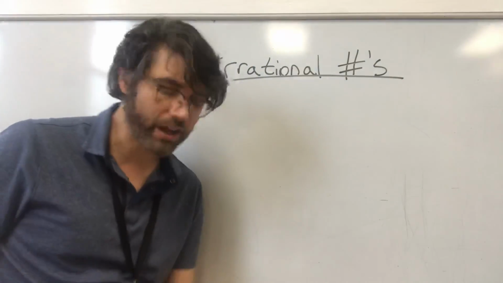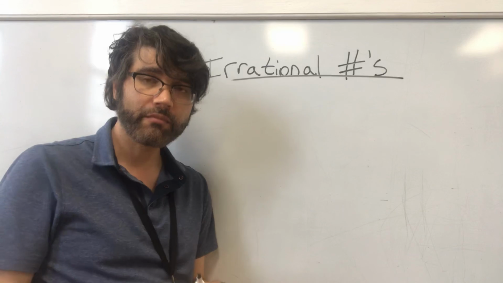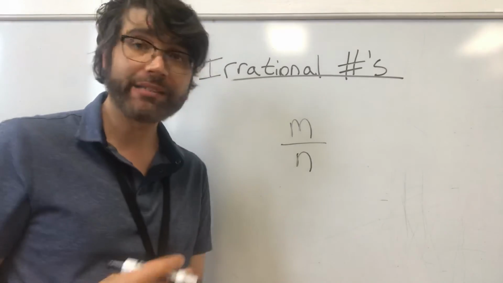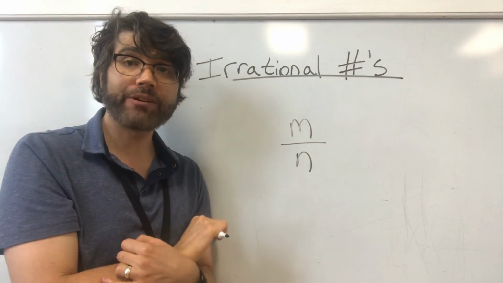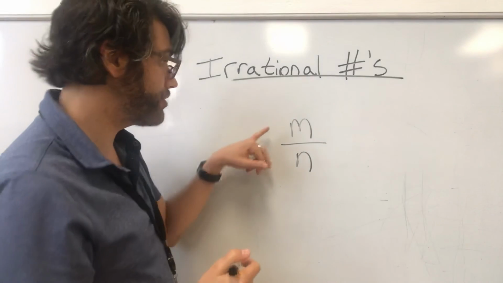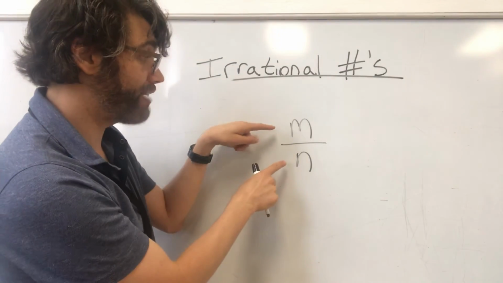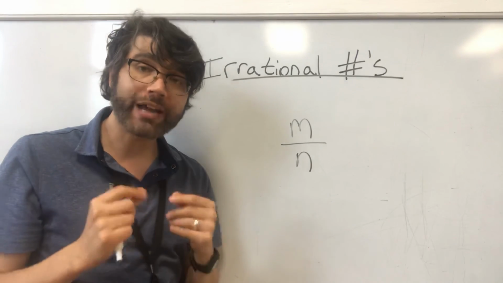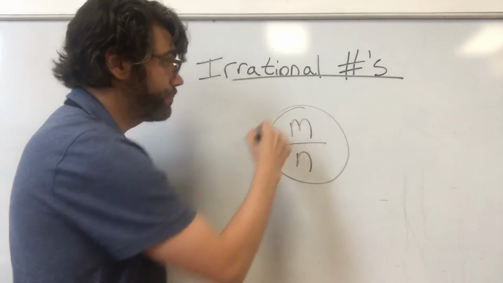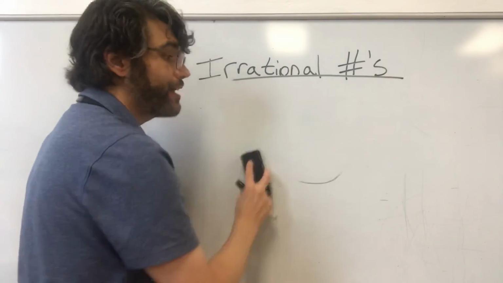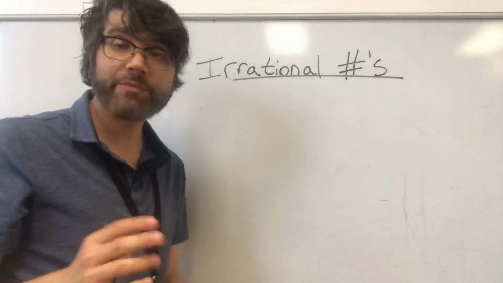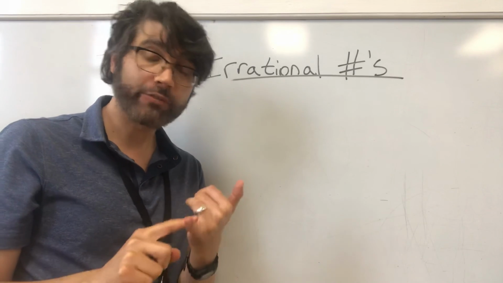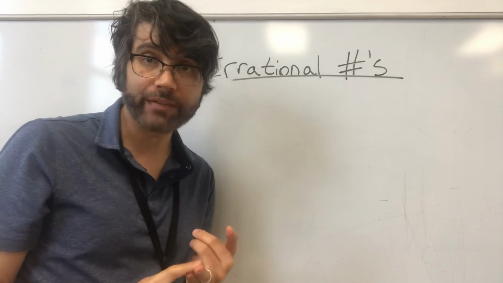So if the definition of a rational number is a number that can be turned into a fraction m over n, then that means that an irrational number is a number that cannot be turned into a fraction in an m over n fashion where m and n are both integers. So what kinds of numbers cannot be turned into this form? Certain types of decimals. Now the decimals that we have been working with before are rational decimals. They either terminate, or they go on forever and repeat.